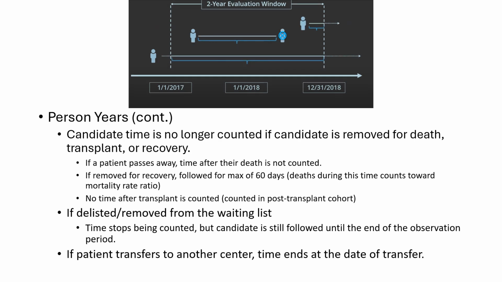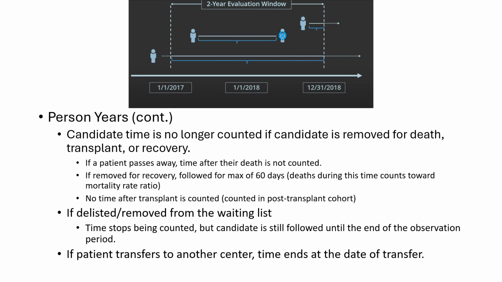It is also important to note that candidate time is no longer counted towards person years if a candidate is removed for death, transplant, or recovery. So if a patient passes away, the time after their death is not counted. If the patient is removed for recovery, so for example, if their kidney regains function, that patient is followed for a maximum of 60 days. However, it is important to note that deaths during this time will still count towards the mortality rate ratio if it's within the observation period. No time after transplant is counted, as this is counted in the post-transplant cohort.